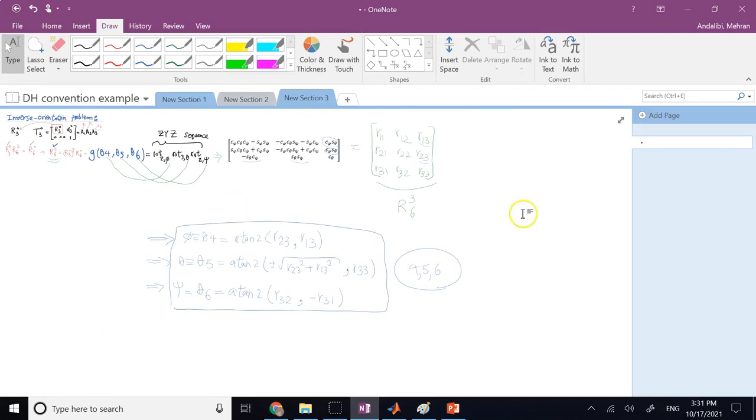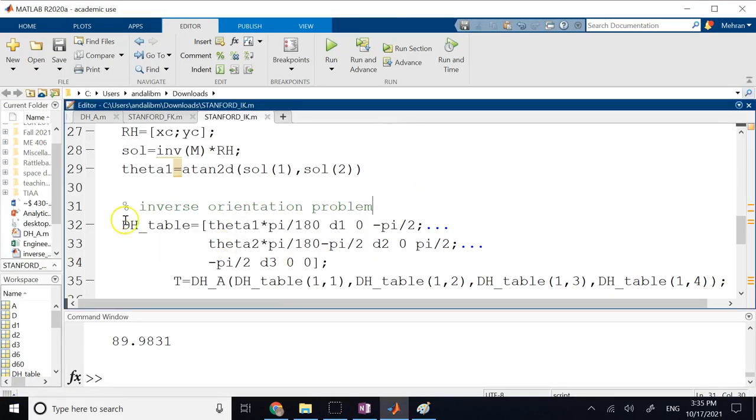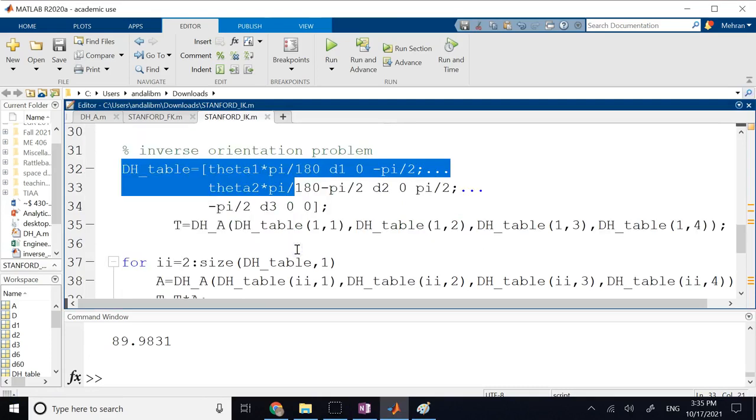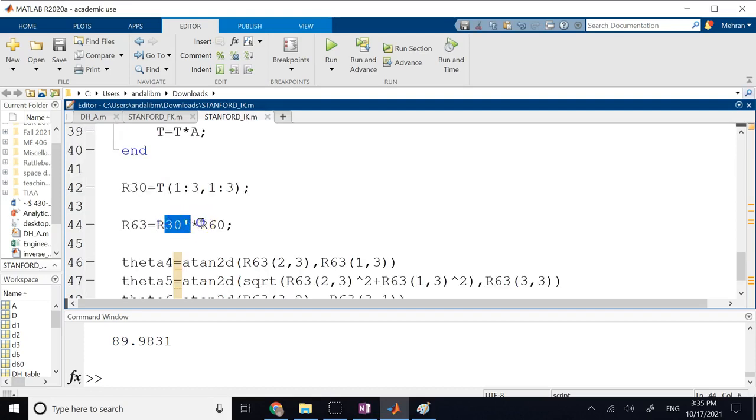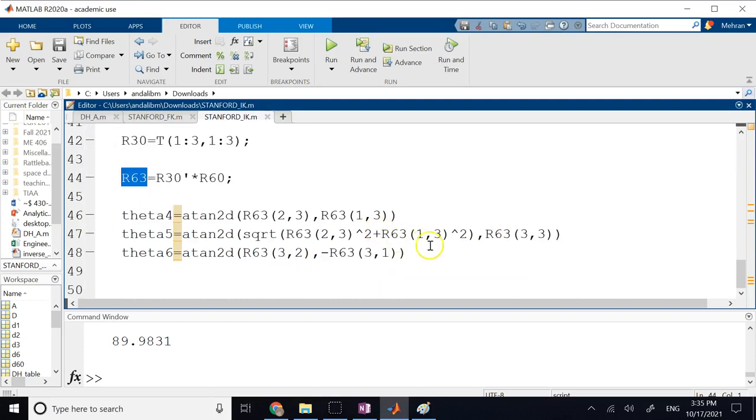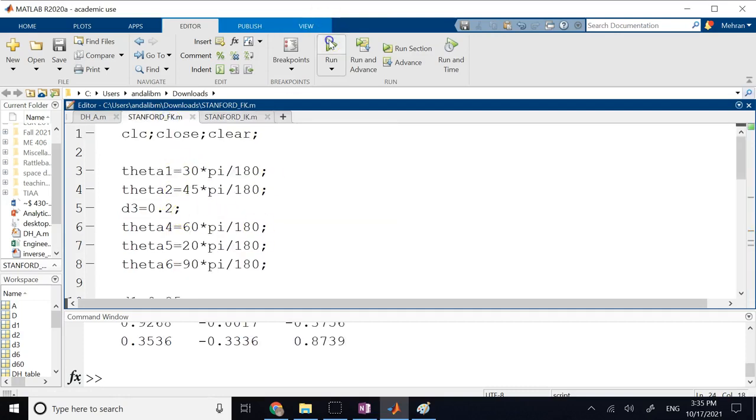So let's go ahead and do that. First, we calculate matrix R6 with respect to 3, and then from these formulas, we calculate the last 3 angles. So here I use the first 3 rows of the DH table. I found T of 3 with respect to 0. I found the 1 to 3, 1 to 3 minor of it, which is R of 3 with respect to 0 now. I transpose it, multiplied by R of 6 with respect to 0, and found R of 6 with respect to 3. And then from the components of that, I found theta 4, 5, and 6. Here I used the positive square root because I knew my theta was positive, so I wanted you to get the same solution as I did.